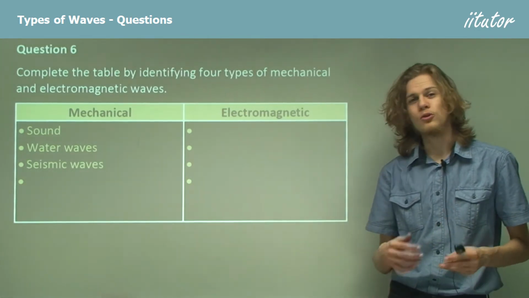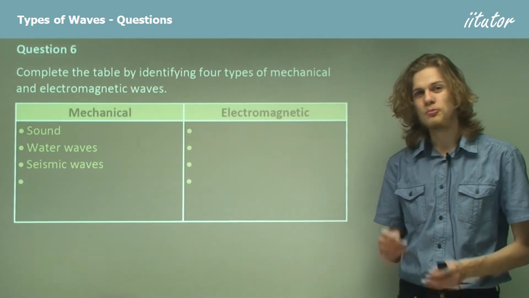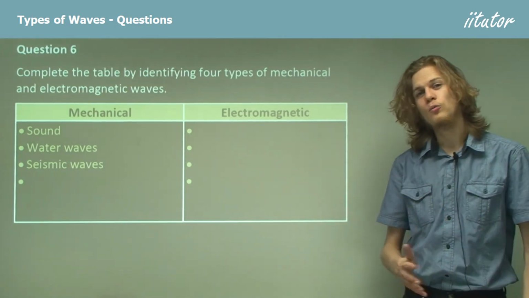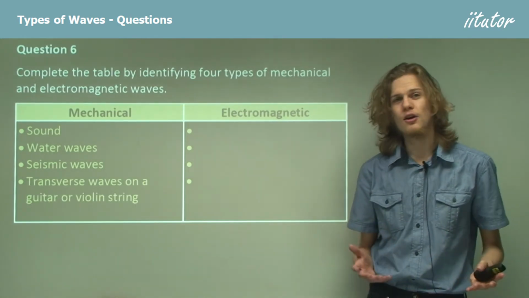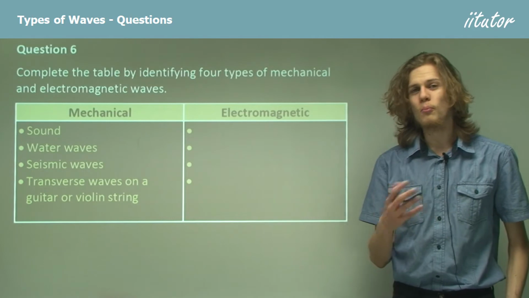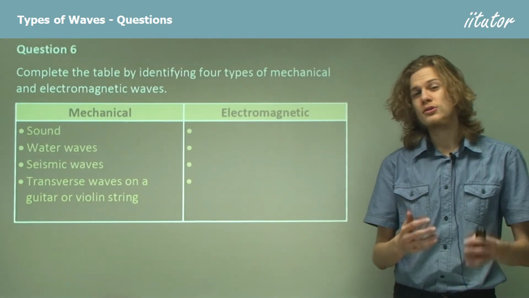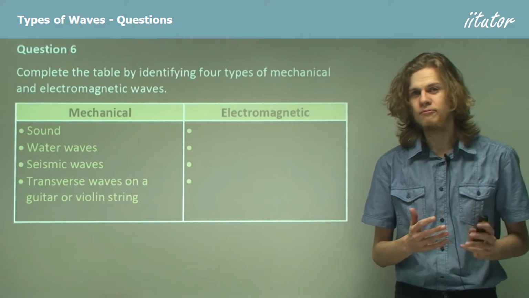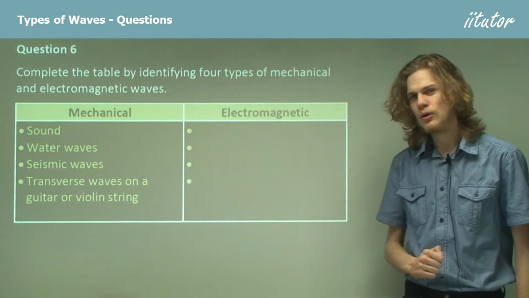Seismic waves, what cause earthquakes, these travel through the ground like a sound wave, except rather than air particles vibrating, rock particles are vibrating. Finally, transverse waves on a guitar or violin string. If we pluck or bow a guitar or violin string, the string will vibrate, and that will cause the air particles near it to vibrate, which will of course produce sound. Alright, so we've listed 4 different mechanical waves now.